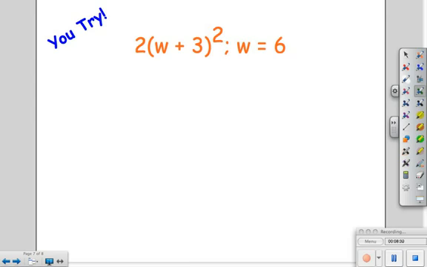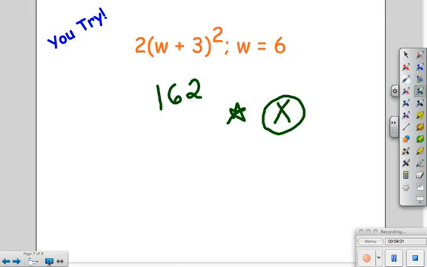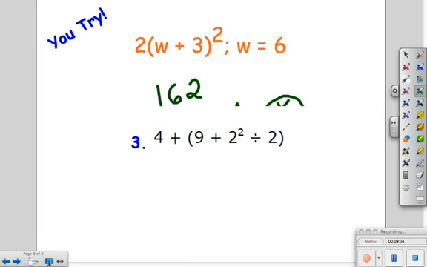Your turn. Substitute 6 in for W and try this problem on your own. Make sure to pause your video. Did you get 162? If you did, give yourself a star. If you did not, go back and make sure you were using your order of operations correctly. Put an X for now, but once you figure out the problem, circle your X.